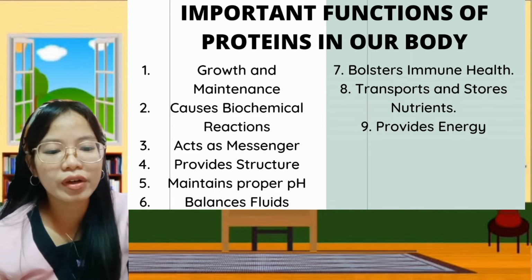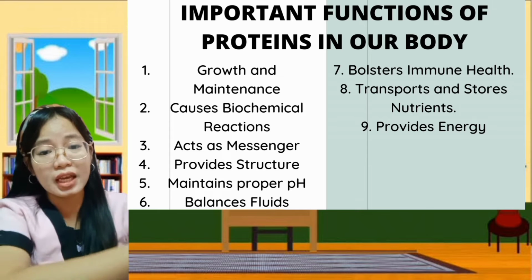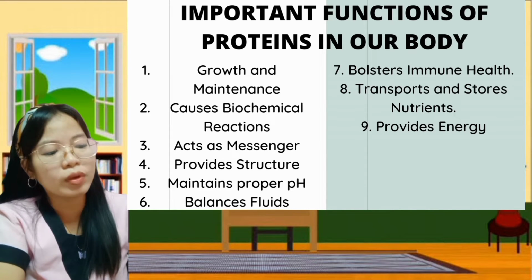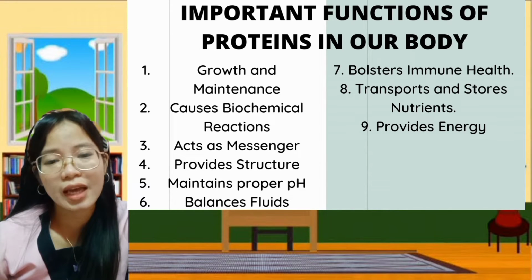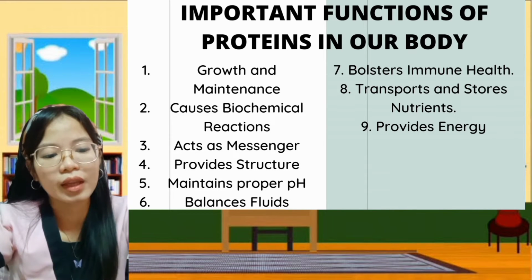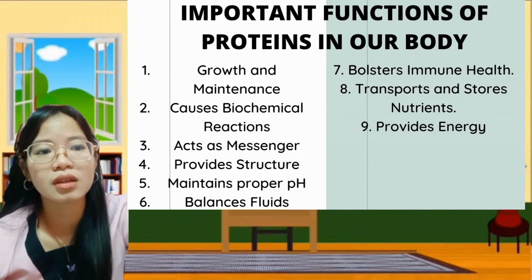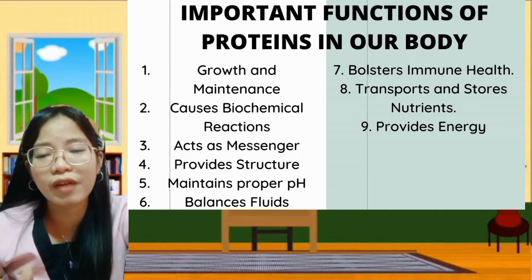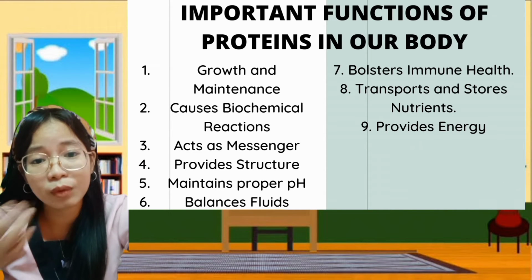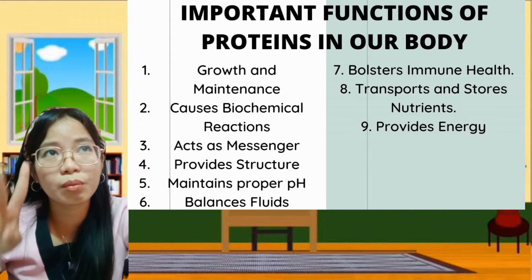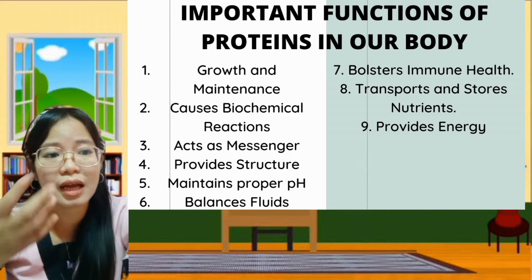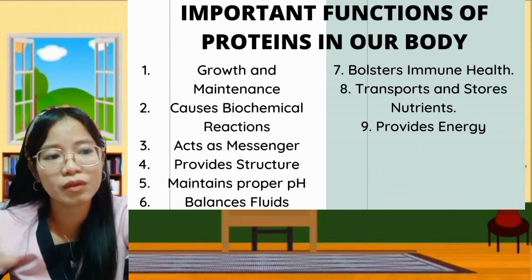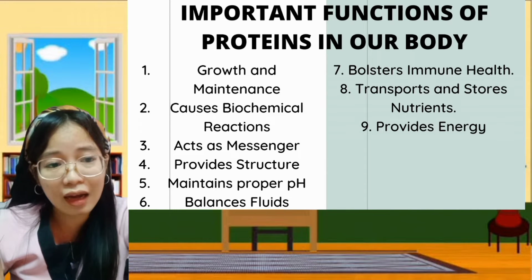And then, number 5 is maintains proper pH or acidity. So, proteins play a vital role in regulating the concentration of acids and bases in our blood and other bodily fluids. Number 6 is it balances fluids. So, yung protein, siya yung nagre-regulate ng body processes natin para ma-maintain natin yung ating fluid balance. And yung albumin and then yung globulin, ito yung mga proteins na nasa ating katawan na tumutulong para ma-maintain natin yung balance ng body fluids natin sa pamamagitan ng pag-attract at pag-retain ng water.